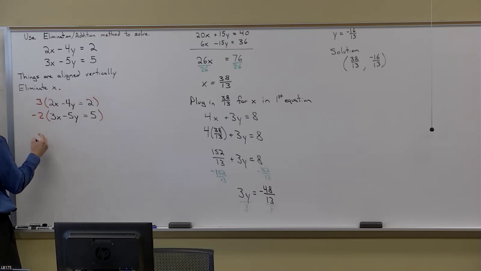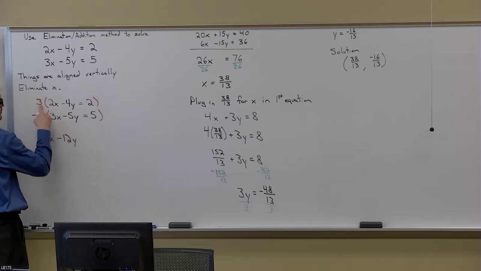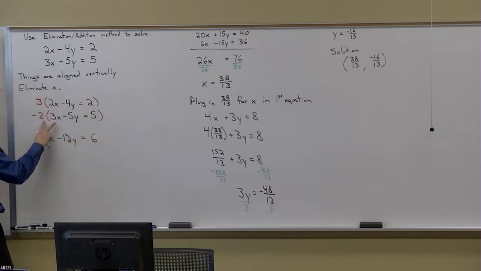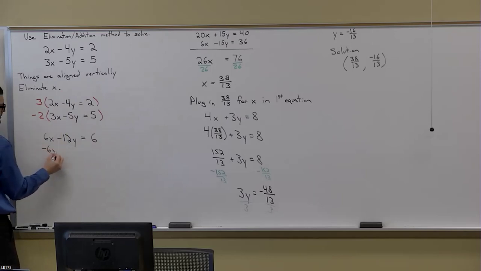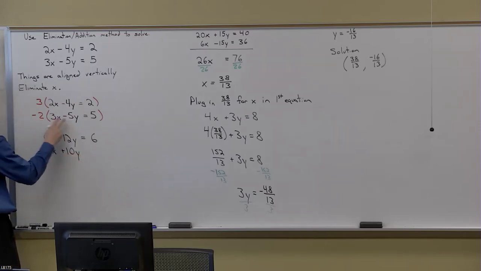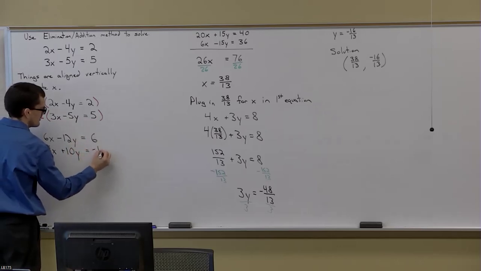Now I multiply through. 3 times 2x is 6x. 3 times -4y is -12y. 3 times 2 is 6. And then when I multiply the second equation by -2, I get -6x plus 10y equals -10.